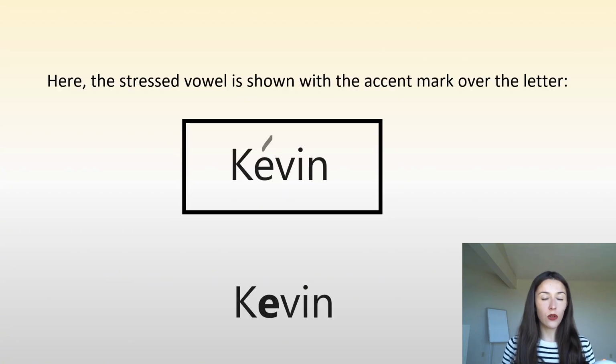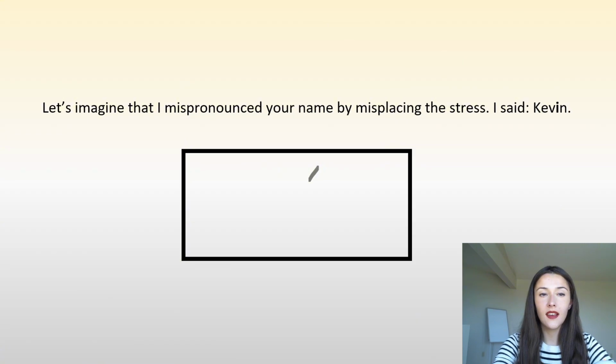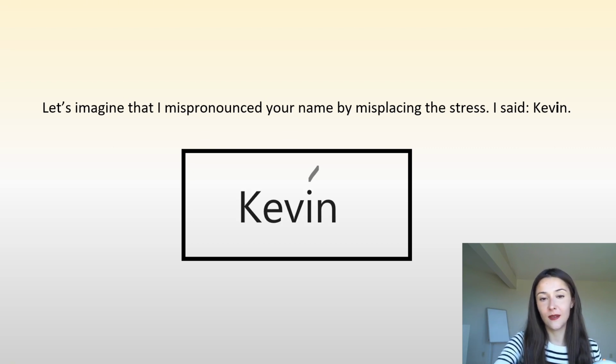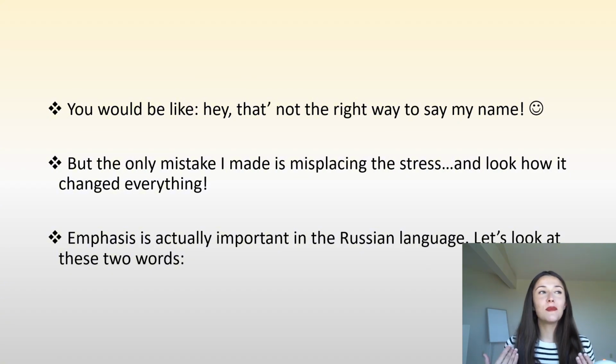Here, the stressed vowel is shown with the accent mark over the letter. In some beginners' books, you can also see a letter bolded. Let's imagine that I mispronounced your name completely by misplacing the stress. I said Kevin. You would be like, hey, that's not the right way to say my name. But the only mistake I made is misplacing the stress. And look how it changed everything.